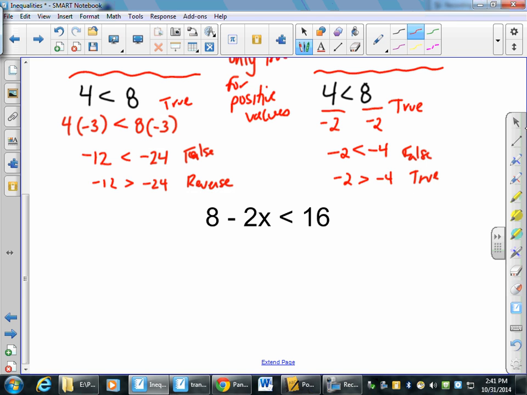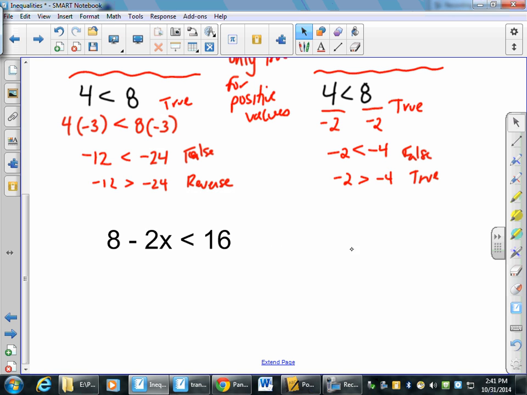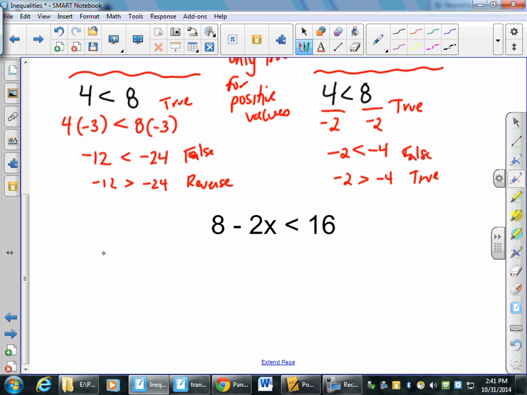So here's a fairly straightforward inequality. 8 minus 2x is less than 16. Let's look at this solved two different ways. One way might be to subtract 8 from both sides. We would end up with negative 2x is less than 8.